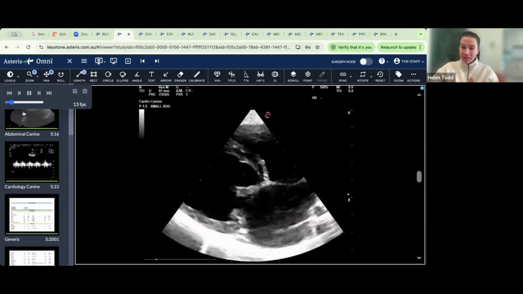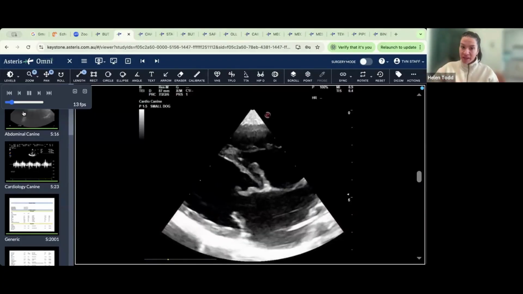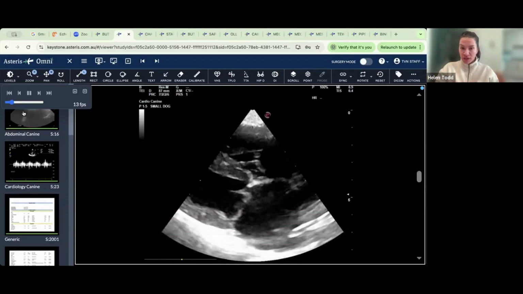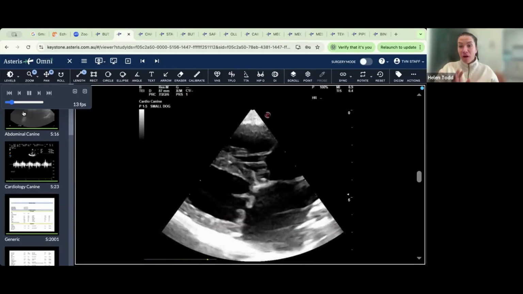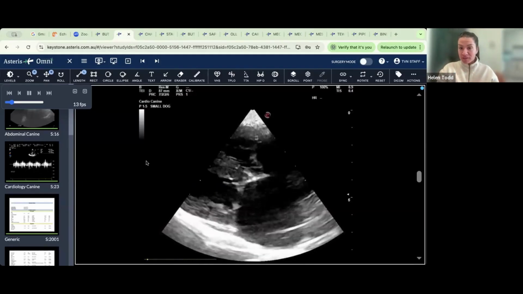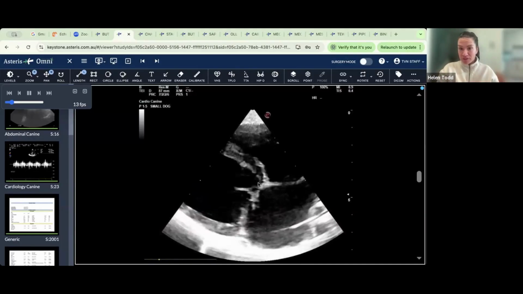Is there pericardial effusion? Is there pleural effusion? Getting a subjective view of contractility and having a look at those mitral valves. Obviously, we know that degenerative mitral valve is by far the most common thing we see, which is why I've started with it. So this is a very, very common appearance of valves.